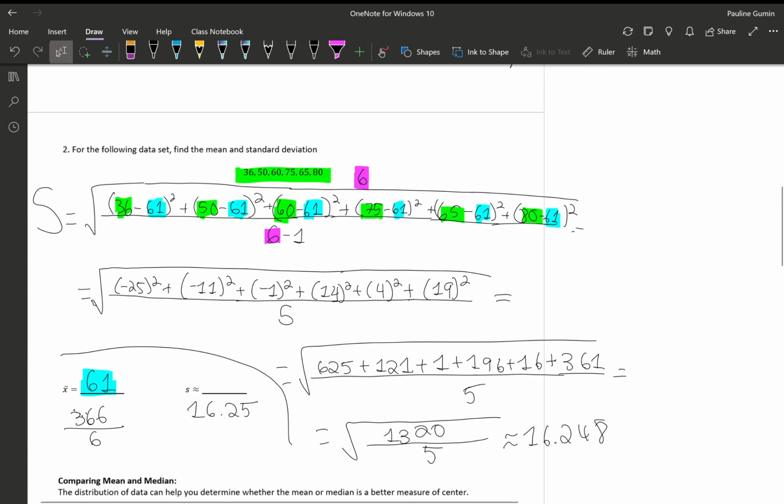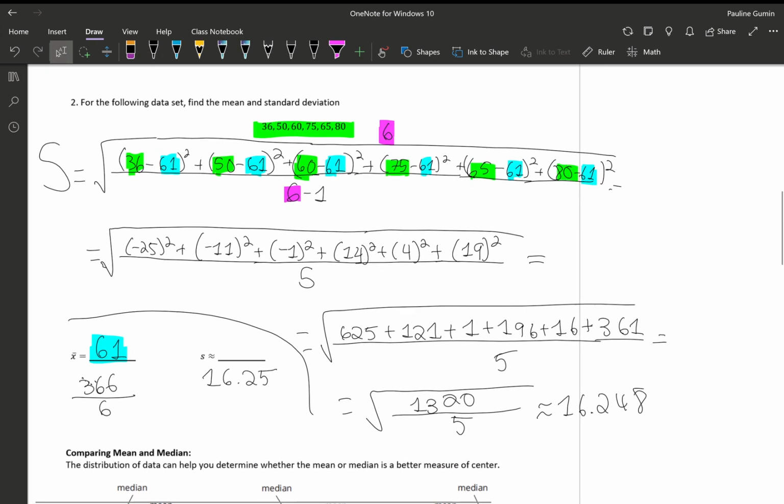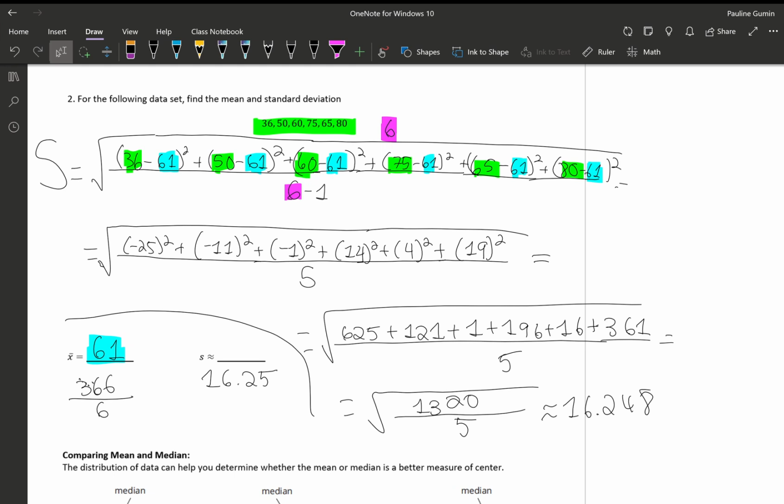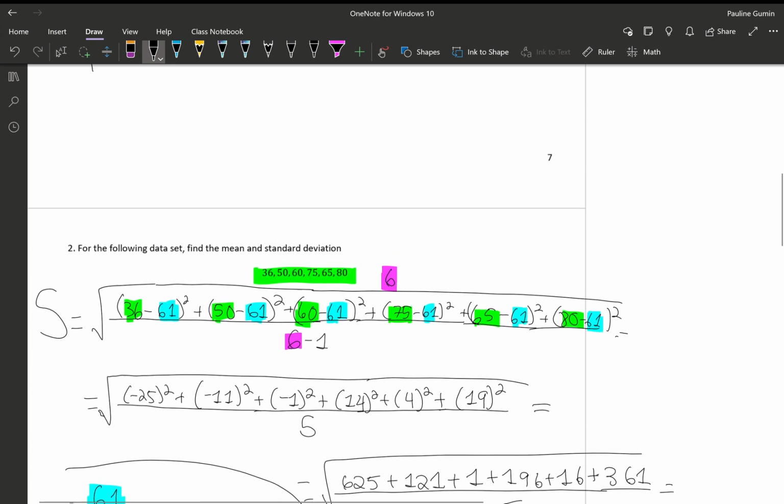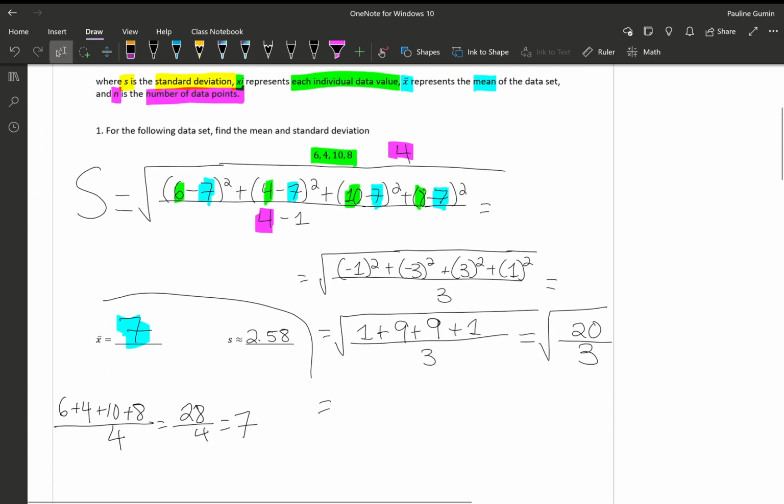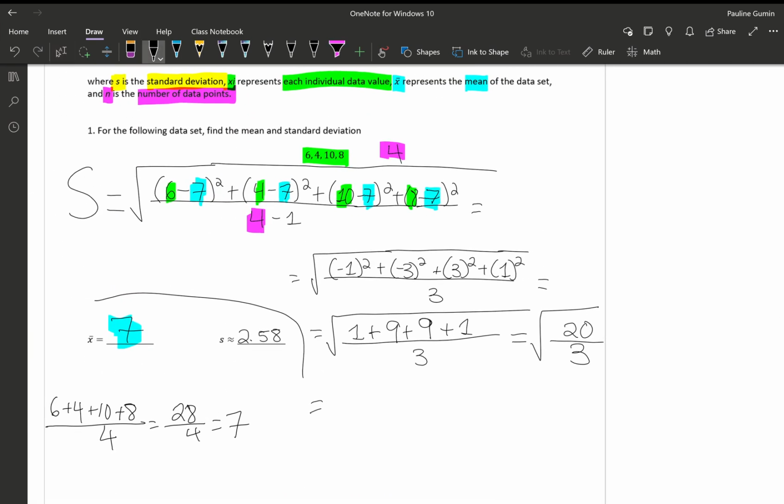That's a pretty large standard deviation. This means our data is pretty spread out from the mean. If the mean is 61, look at that. We got a 36 and an 80. That makes sense. Those numbers are far away. Also, if you take a look at the first problem, our mean was 7. Our standard deviation was 2.58. So if you take a look at the numbers on our list, the smallest is 4, the largest is 10, and that's not that far away from 7.